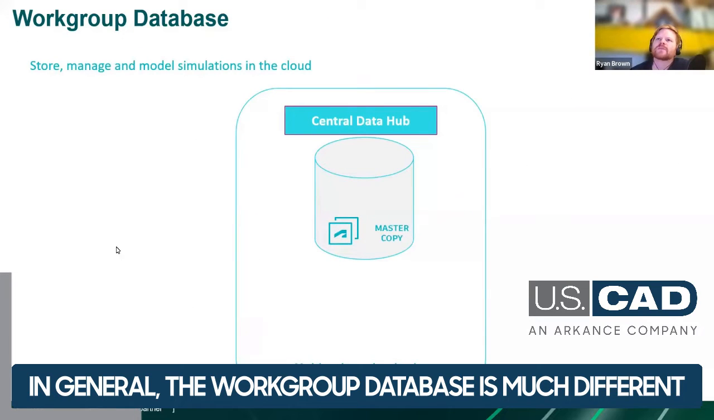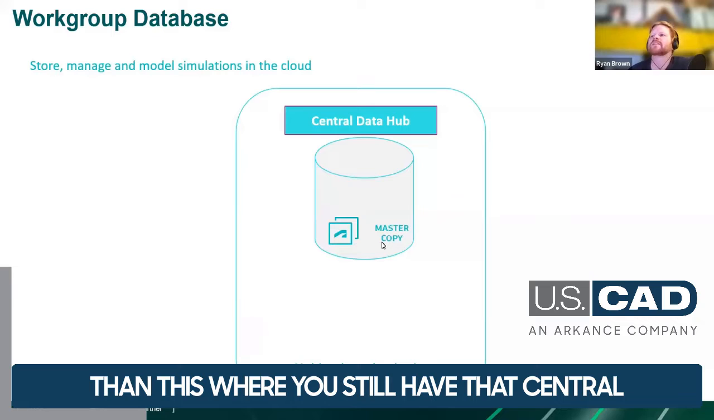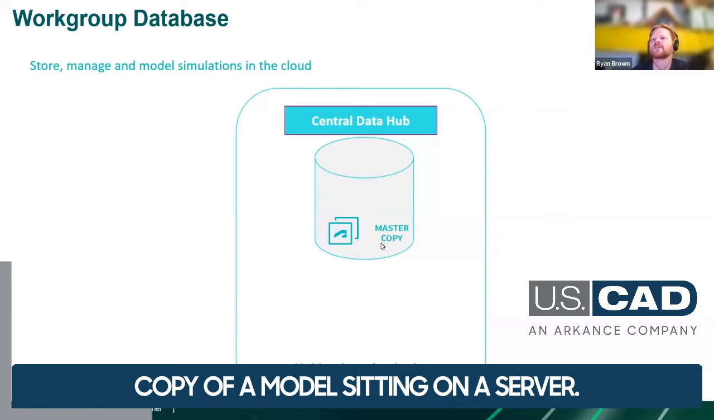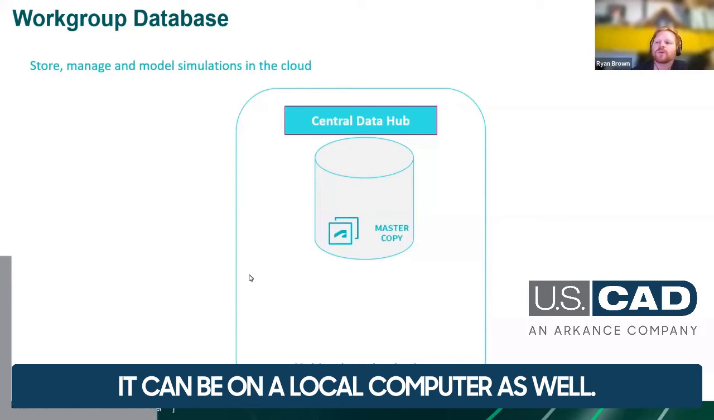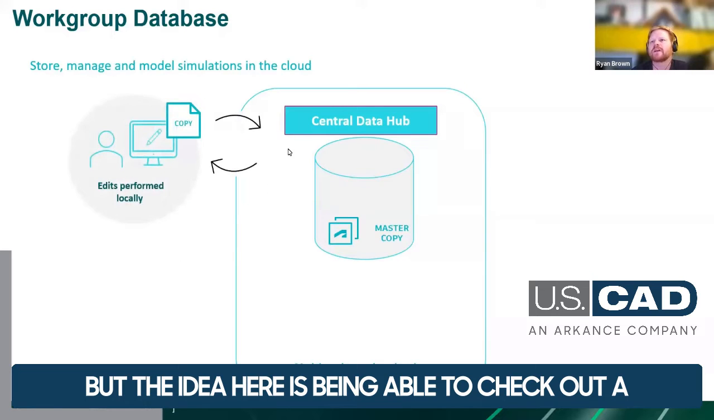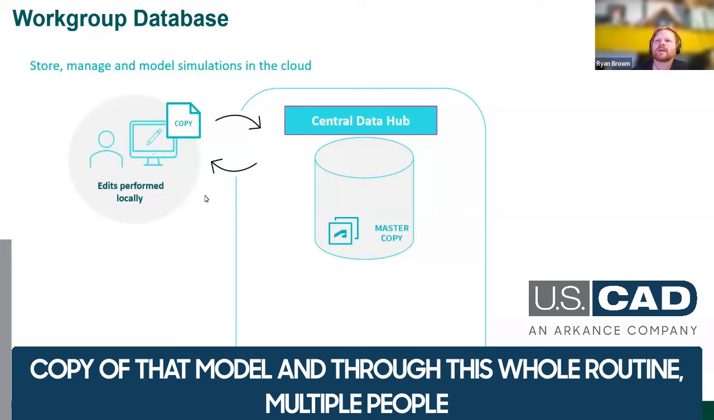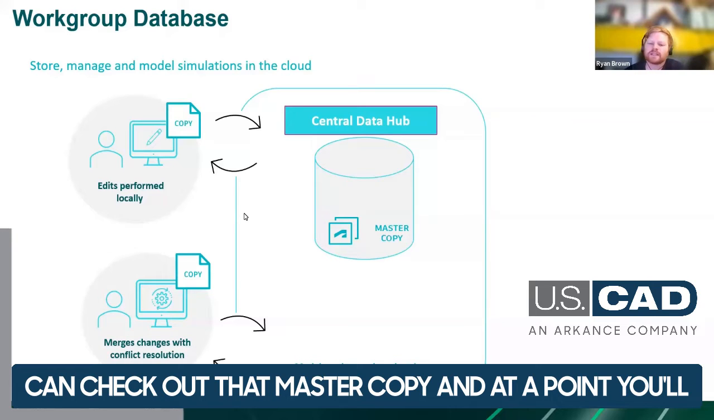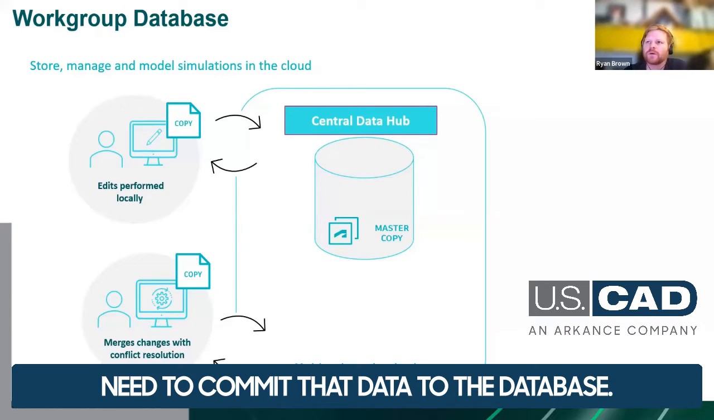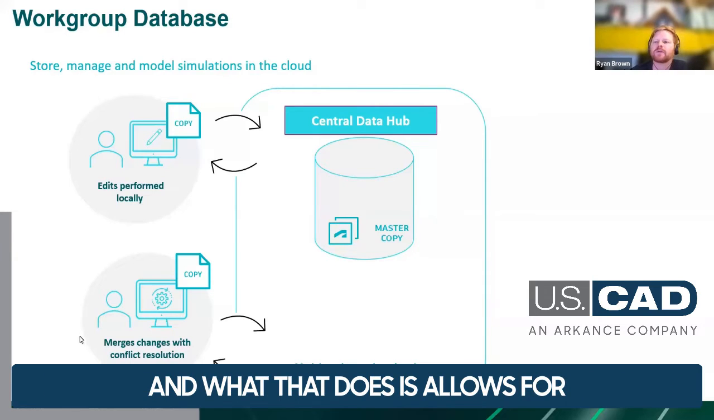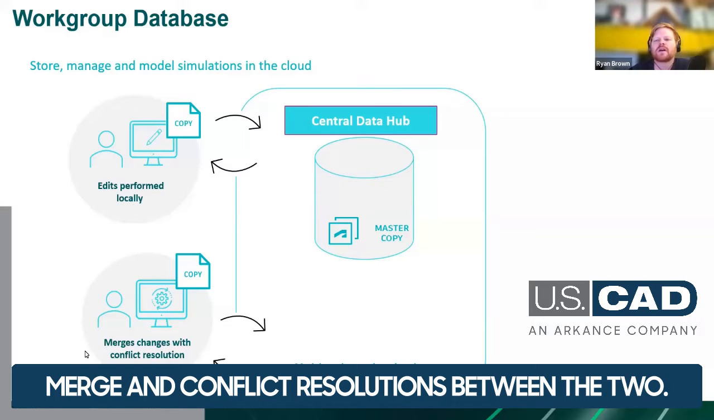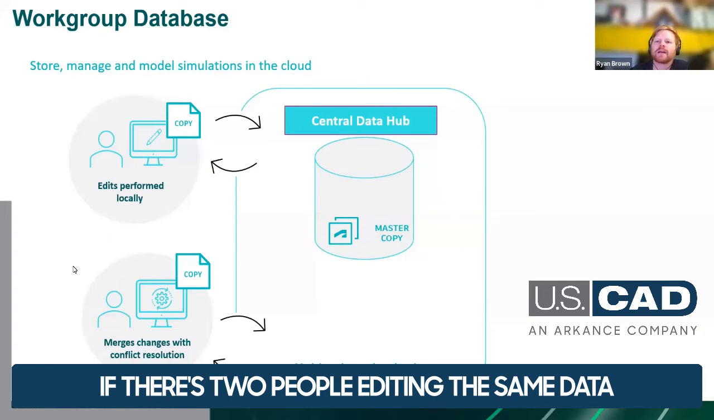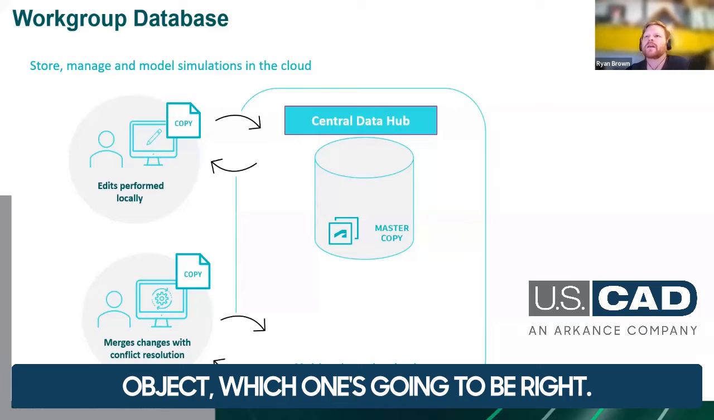The Workgroup database is much different than this, where you still have that central copy of a model sitting on a server. It can be on a local computer as well, but the idea here is being able to check out a copy of that model. And through this whole routine, multiple people can check out that master copy. And at a point, you'll need to commit that data to the database. And what that does is allow for merge and conflict resolutions between the two. If there's two people editing the same data object, which one's going to be right?